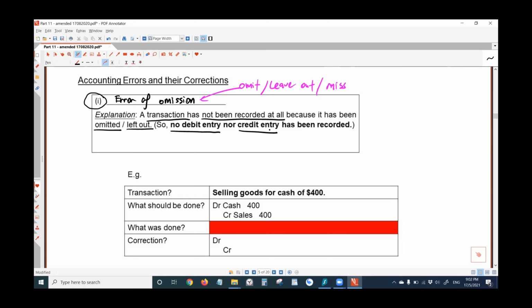Both of you can understand the meaning of this error? Yes, I understand. Simple and straightforward for this. As I mentioned earlier, I'm not going to tell you how to do correction. We just focus on understanding what these errors mean.